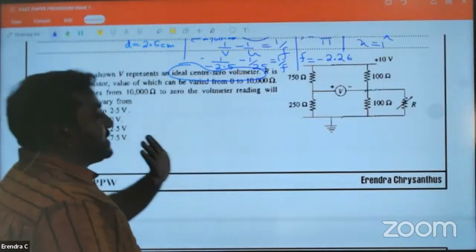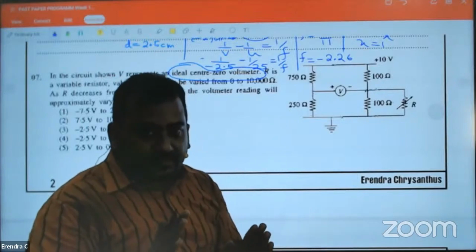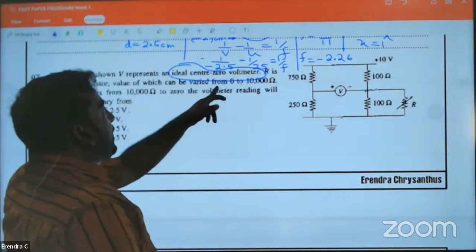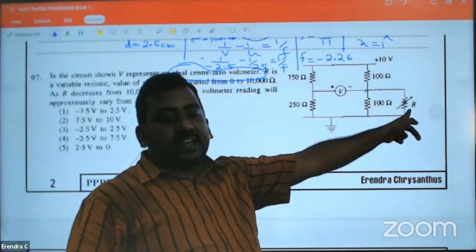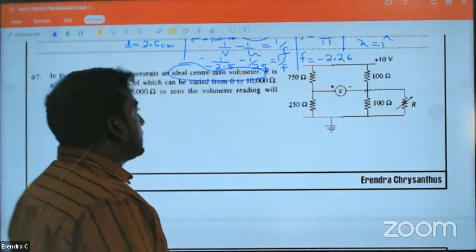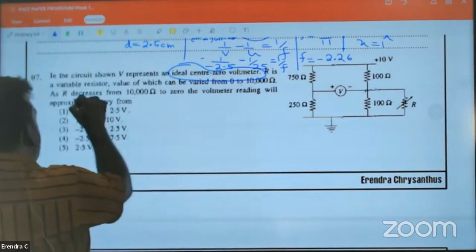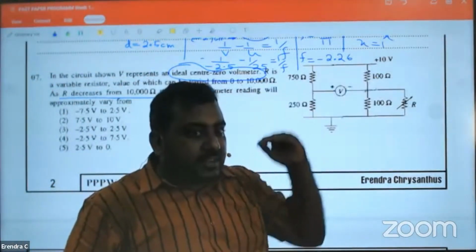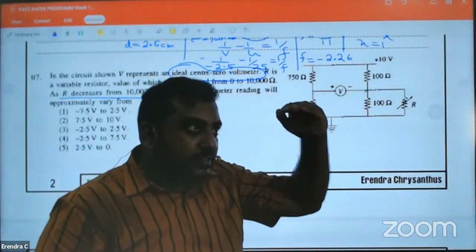A variable resistor means we can change the resistance. Here, we can change the resistance. It can be varied from 0 to 10,000. Where is the variable resistor? Here is the variable resistor. Can you see the sign? As R decreases, from 10,000 I am reducing, not increasing.